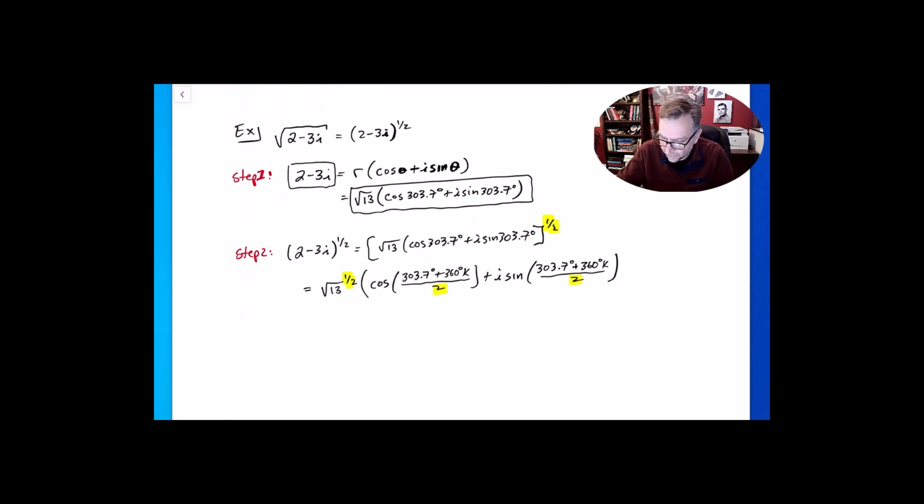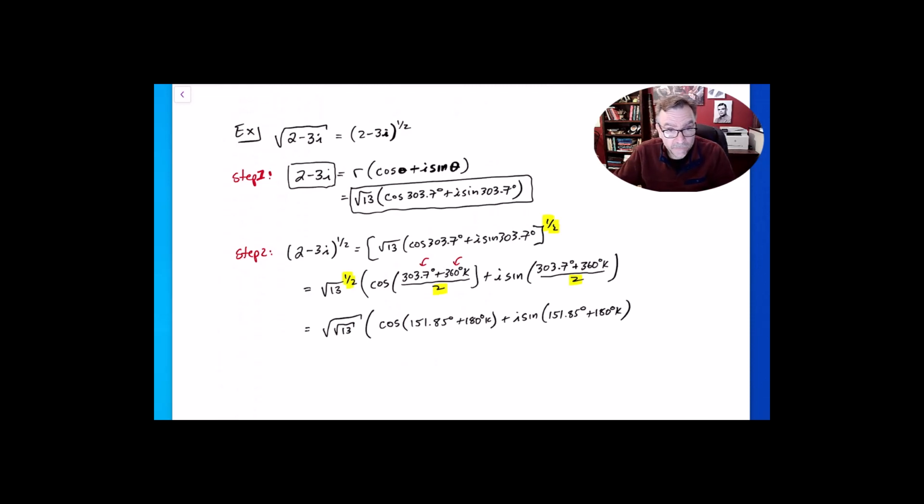So that's the theorem. Now when we do the work here, we're going to have the square root of 13, which seems a little weird, doesn't it? All right, cosine of 303.7 divided by 2, I already did it, comes out to 151.85 degrees plus 180 degrees times k. So remember, when you divide by 2, you have to divide both of these by 2. Plus I sine of the same angle, 151.85 degrees plus 180 degrees times k. Perfect.